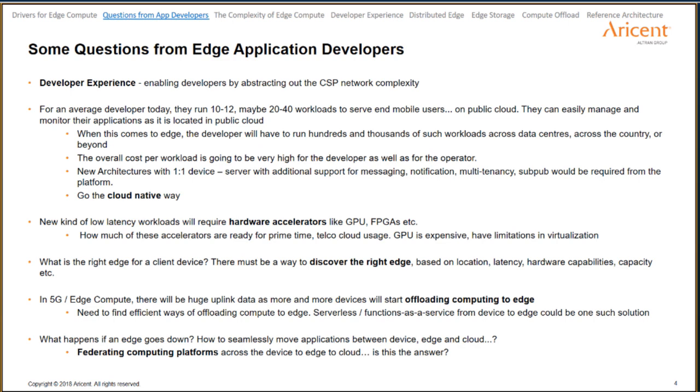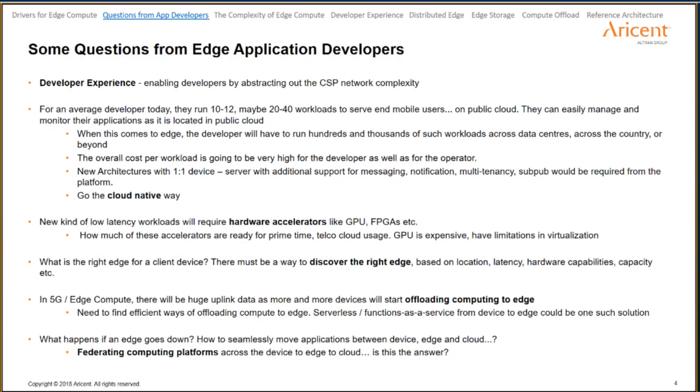Plus the public cloud, because of its scale, the cost itself is low. But when you go to the service provider's edge, the cost would be much higher. And the fact that you might have to run 1,000 times many workloads, this becomes a problem. So the cost per workload for a developer in edge compute is significantly high, or is at least projected to be significantly high when you compare that to public cloud. And so some kind of new mechanisms are required.